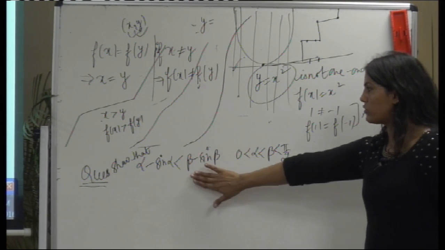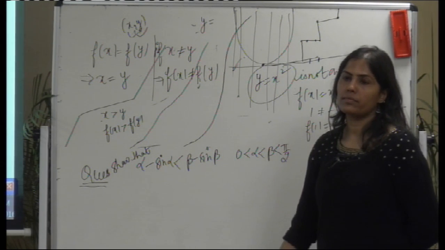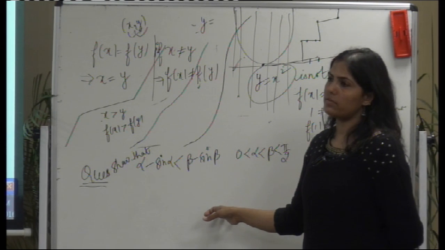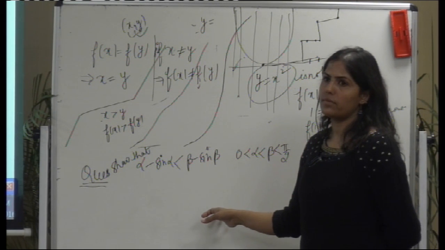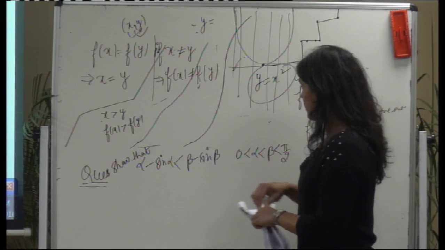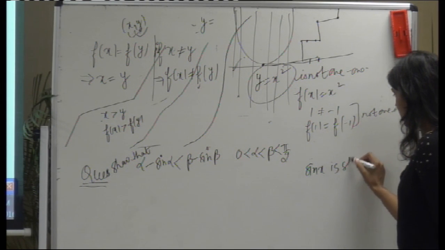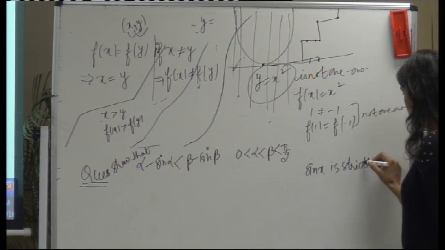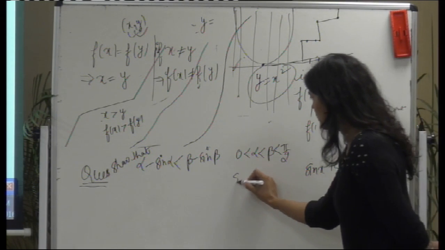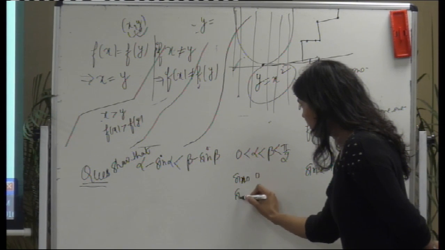Come to this question now. How to do this question? Everything is given actually, if you can think. Everything is given. Simple. sin x is? Okay, sin x is strictly increasing. Draw the graph. You are saying sin x. sin 0 is 0. And sin pi by 2 is?